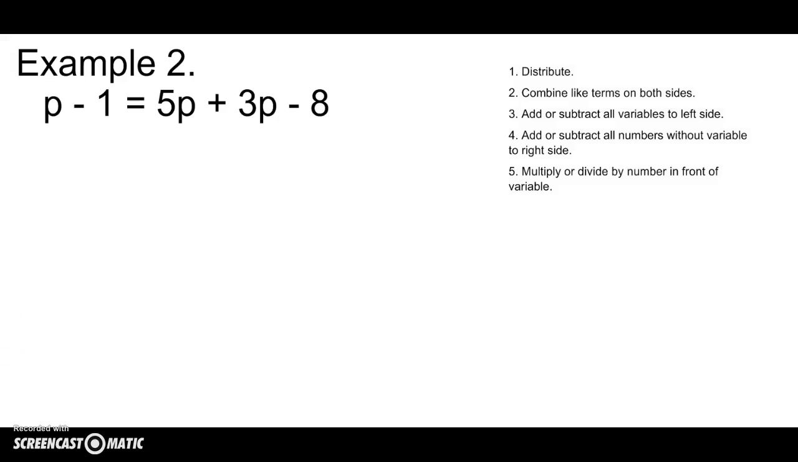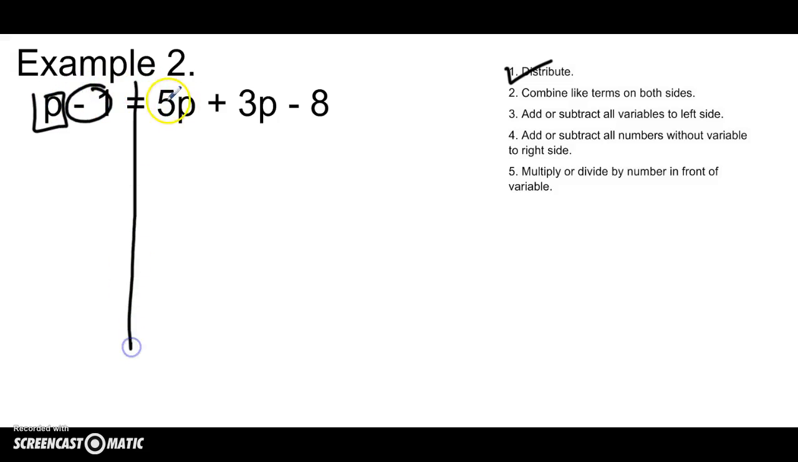Example 2, p minus 1 equals 5p plus 3p minus 8. Let's go through the steps. Step 1, distribute. We have nothing to distribute. Let's move on. Step 2, combine like terms on both sides. Again, I'm going to use the square and circle method.